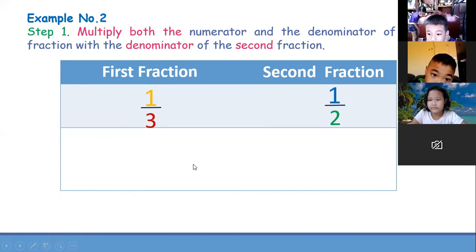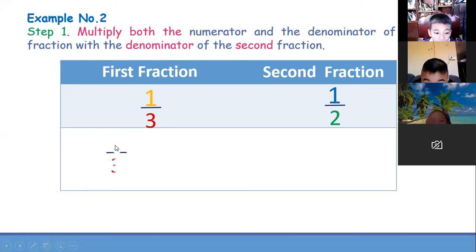Are you ready? Who would like to answer? Can I call Mr. Meek? Meek. Step 1, you have to multiply the numerator and the denominator of the first fraction with the denominator of the second fraction. Okay, so 1/3, 3 multiplied by 2. Very good, that's right, because this one is the denominator. So 1 multiplied by 2, and also the denominator, we have to multiply by 2.